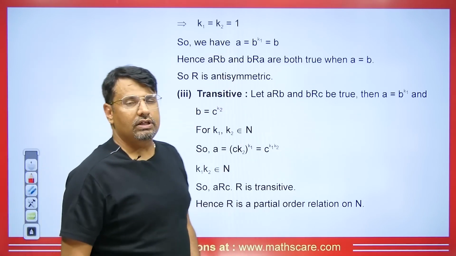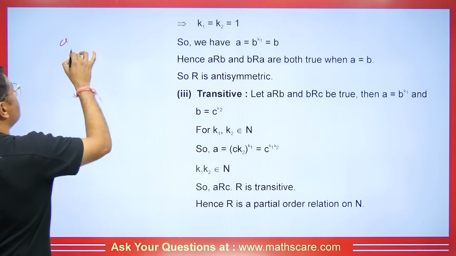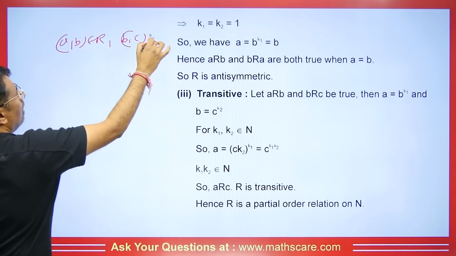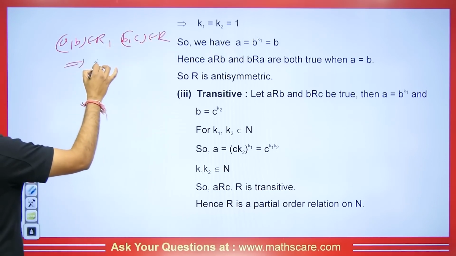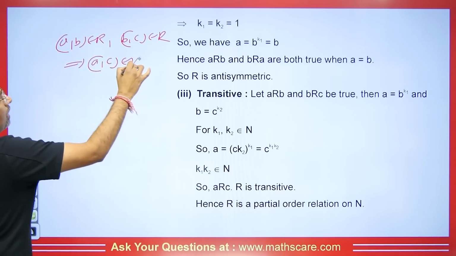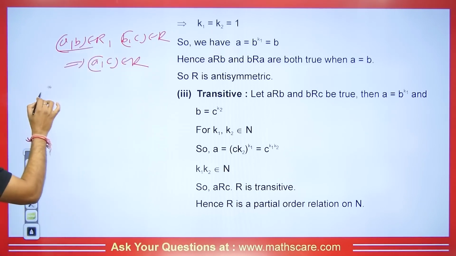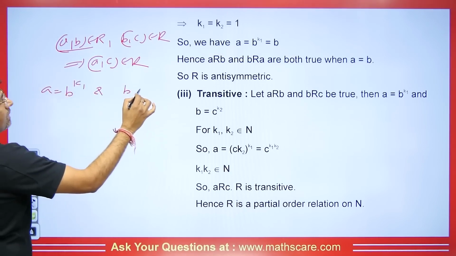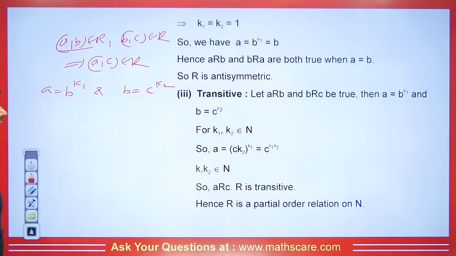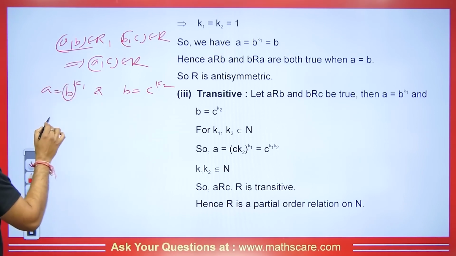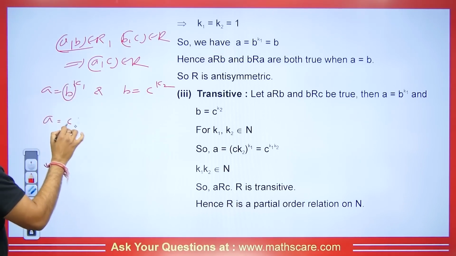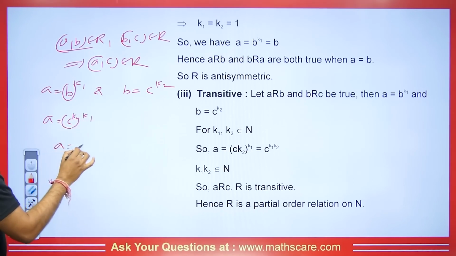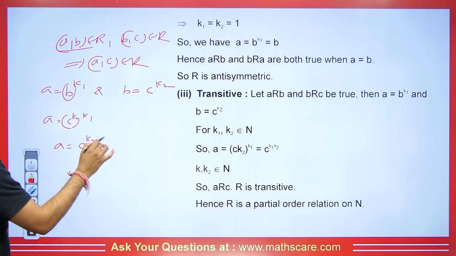What is transitive? If we have (a, b) belongs to R and (b, c) belongs to R, then it implies that (a, c) should belong to R. If we take this, then a is equal to b power k1, and here b is equal to c power k2. Now we will replace b with c. Here I can write a is equal to c power k2 k1.